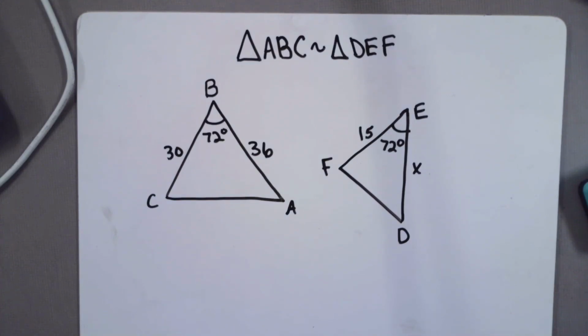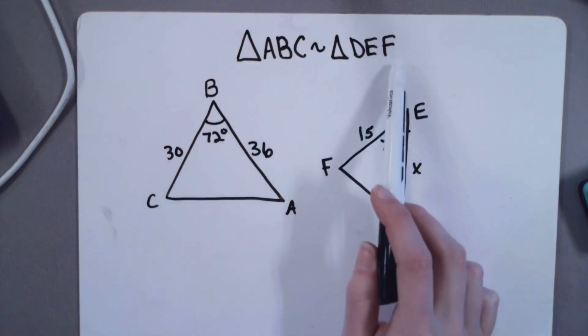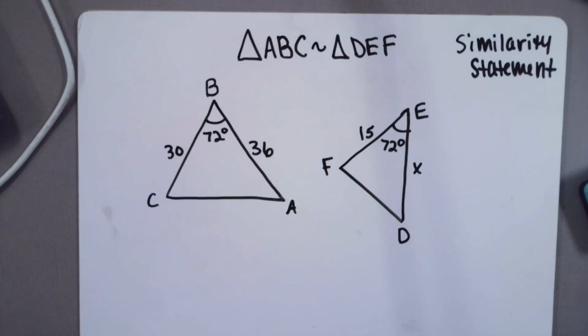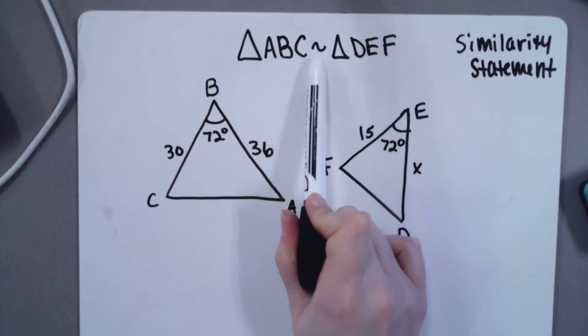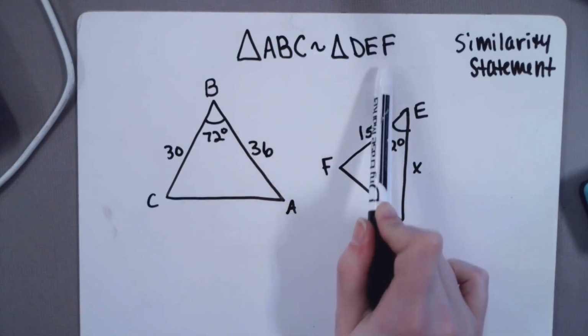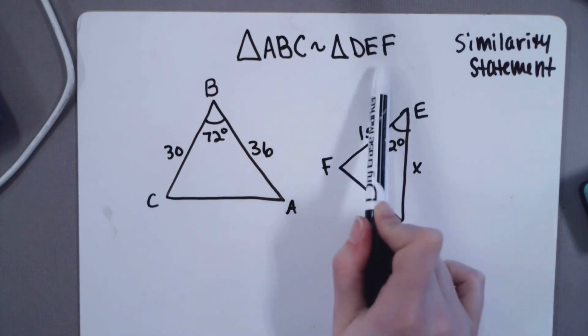So sometimes we can use similar figures to do some solving. Like in this example here, we're going to solve for this missing side length. Before we do that, I want to point out this notation at the top. This is called a similarity statement. So a similarity statement is just a collection of the letters of each triangle with this squiggle in the middle to mean is similar to. So we would read this statement by saying triangle ABC is similar to triangle DEF.